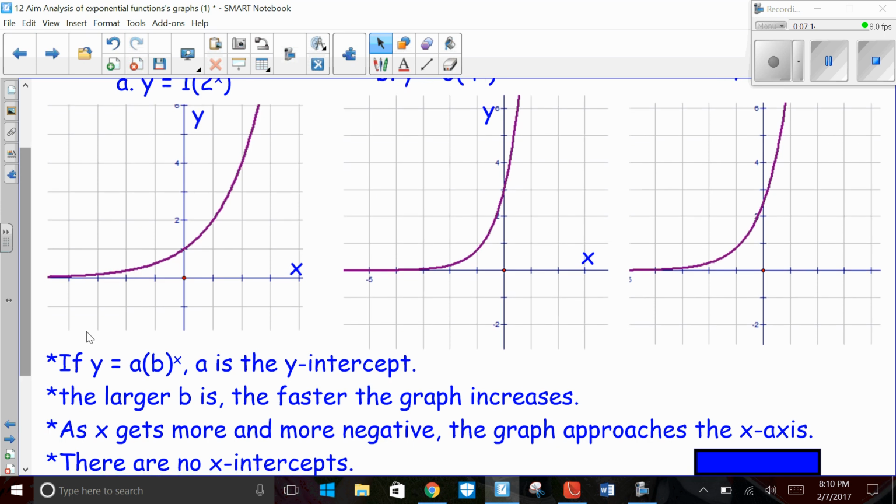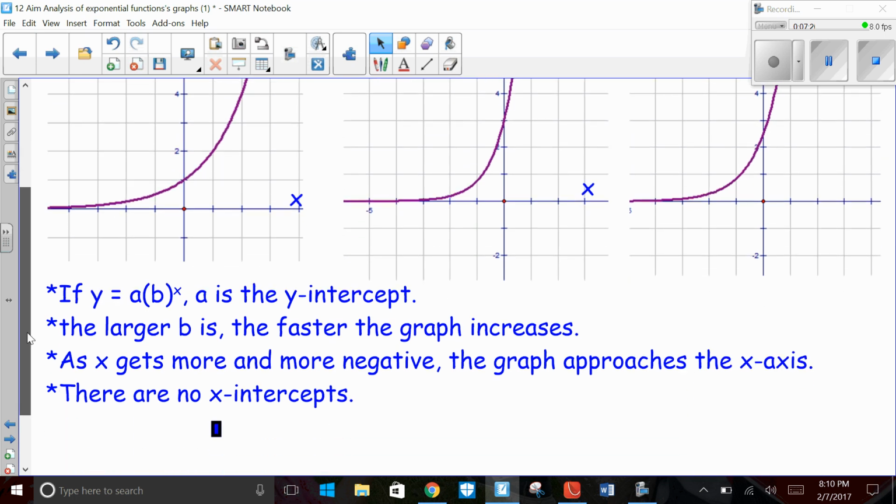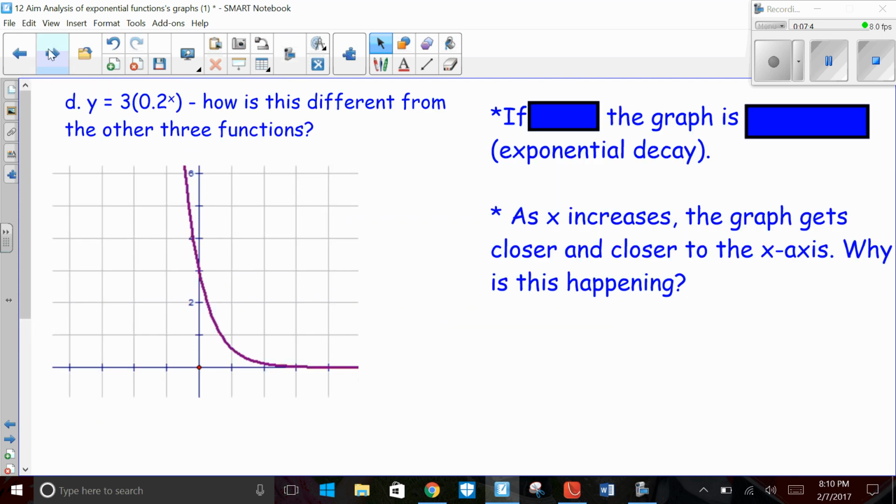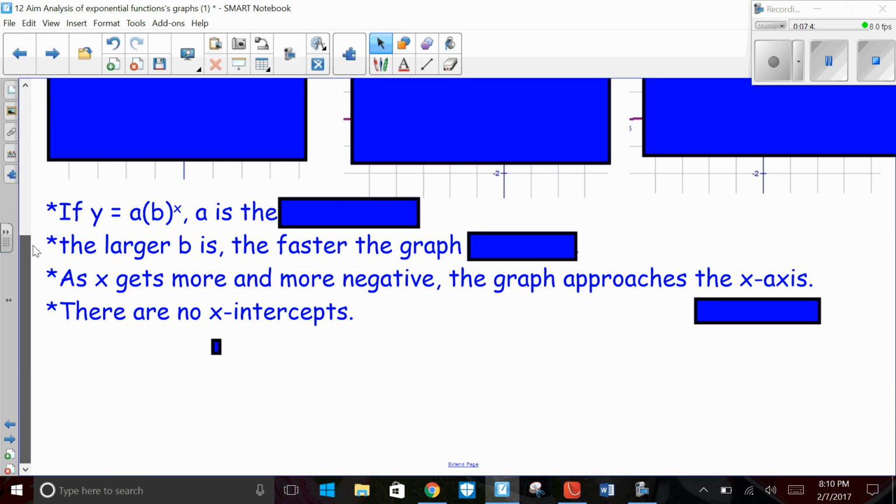As x gets more and more negative, so as x goes to negative infinity, the graph gets closer and closer to the x-axis. There are no x-intercepts. And notice that it's always increasing. Remember, you're reading this from left to right, so the graph is always increasing. When it's of this form, everything's positive.